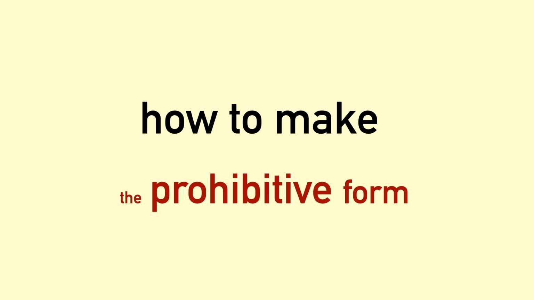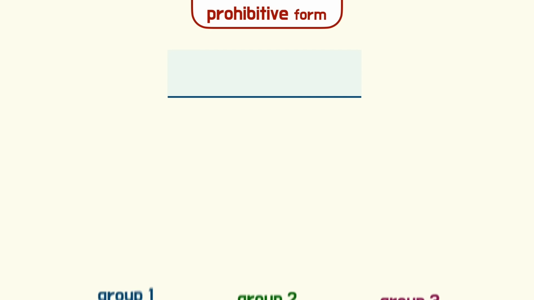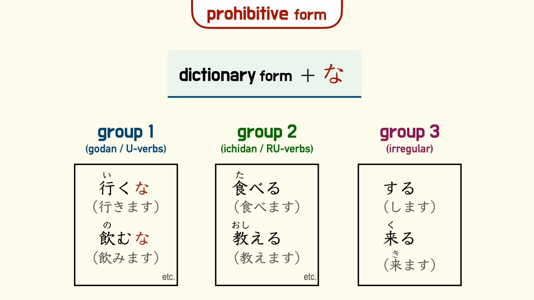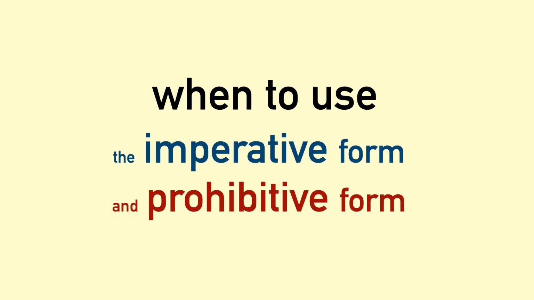Next, how to make the prohibitive form. The conjugation rules are the same for all the verb groups. It's just the dictionary form of the verb plus な. If you need to review how to make the dictionary form, please watch the video for lesson 14. 行くな, 飲むな, 食べるな, 教えるな, するな, 来るな. Alright, now that we know how to make these forms, let's learn when to use them.